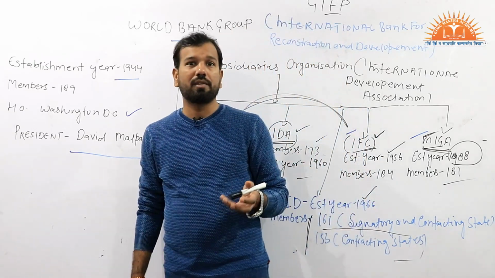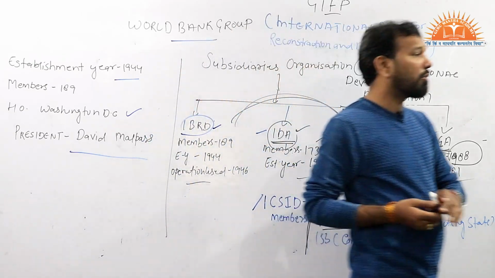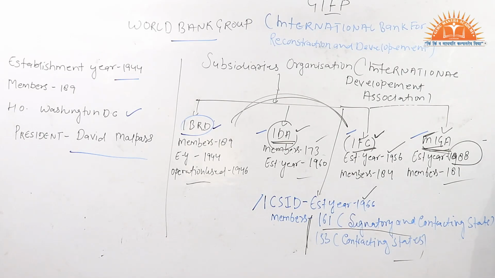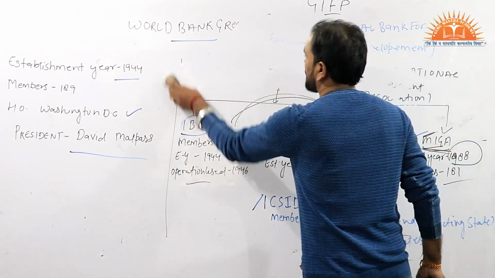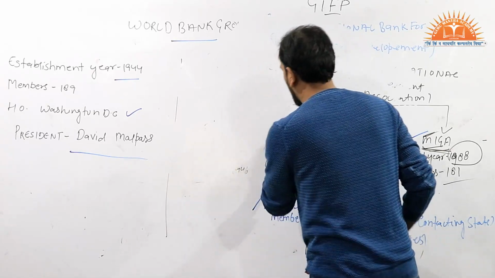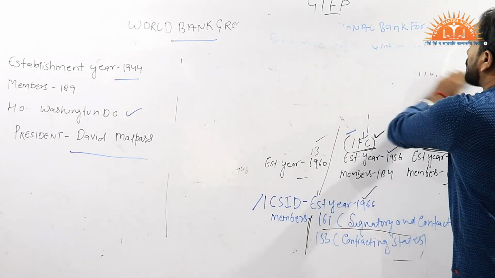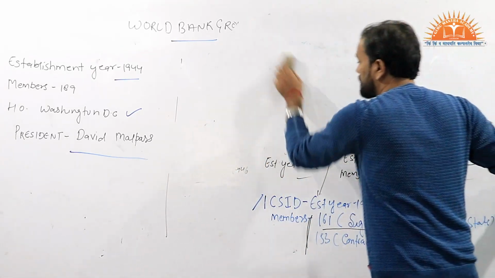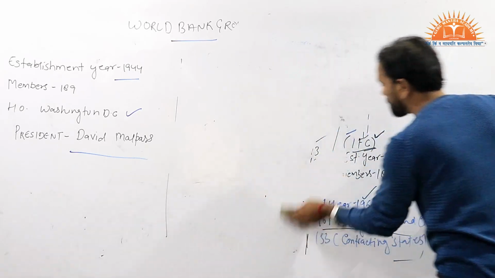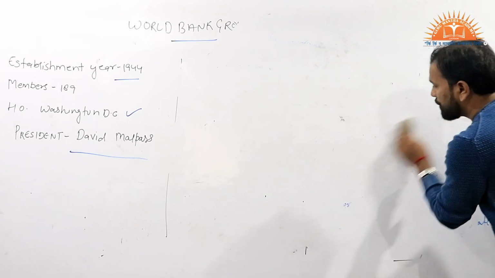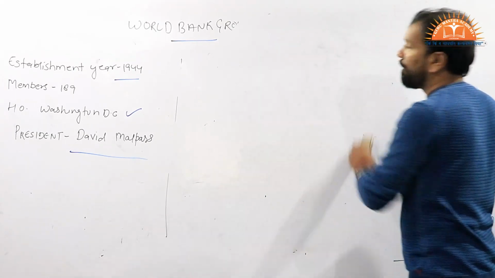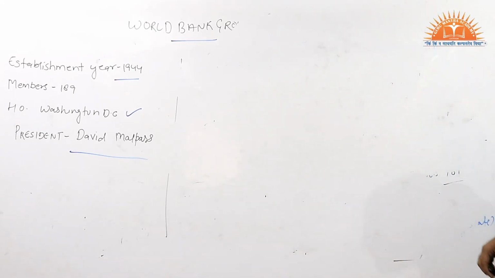Now the next topic is where the IBRD and the IDA get their money. If IBRD and IDA both are providing loans, it means somehow they are getting some money. Now in this topic we'll tell you what the sources of the IBRD and the IDA are.